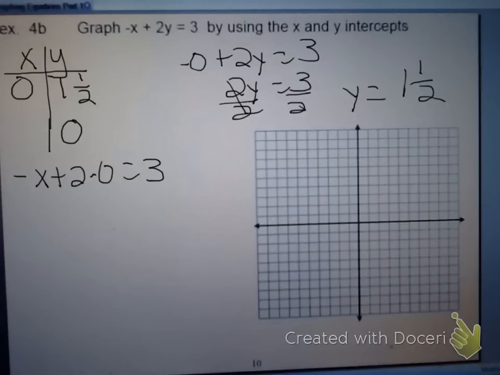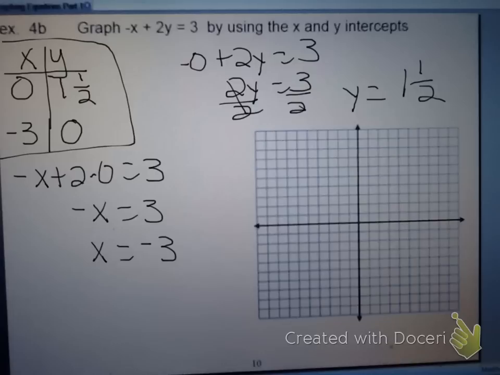So 2 times 0 is 0, so that's negative x is equal to 3. Divide by a negative, so x is equal to negative 3. Now, when you set it up in a table like this, it is already in an ordered pair. So that's kind of easy. It's a little bit of a shortcut.